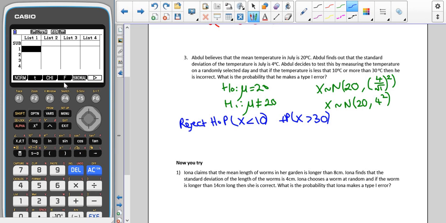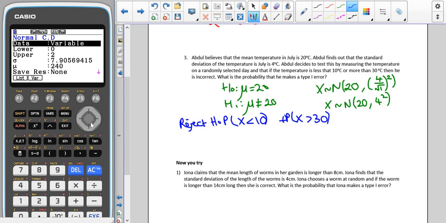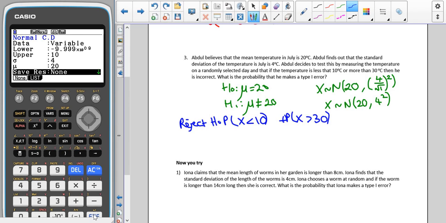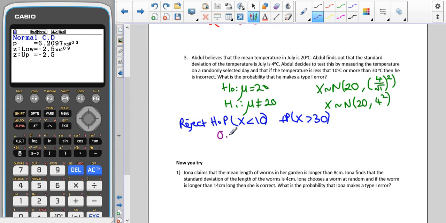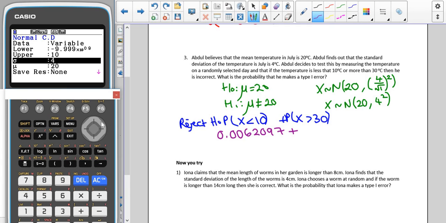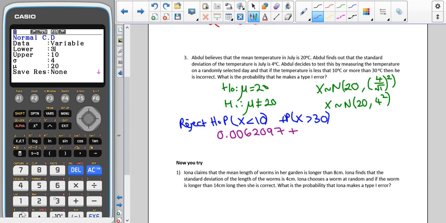So we're going into dist and normal this time because this is a normal one. We're going into NCD. For the first one, we want less than 10, so our upper is 10. Our lower is minus a really big negative number. Our standard deviation is 4, and our mean is 20. So there we end up with a probability of 0.006297.